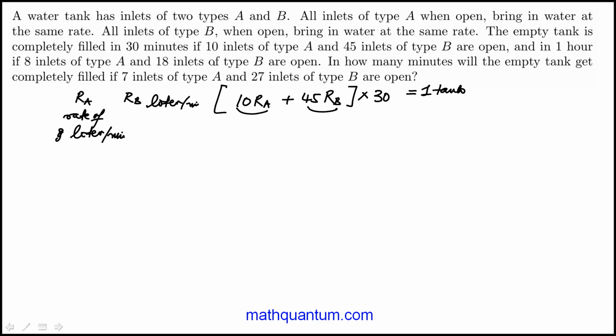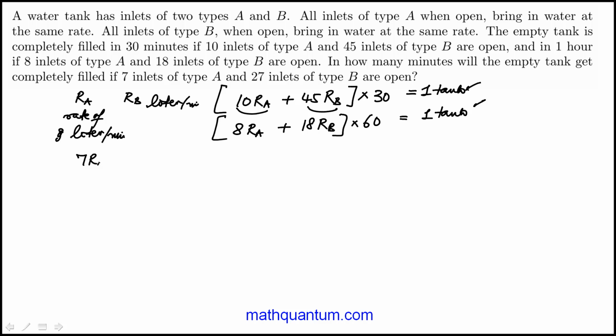Now, the second condition we're given is that in 1 hour, if 8 inlets of type A plus 18 inlets of type B, so I'll convert that into minutes, so 60 minutes, so that this is still one tank, and it could be in some liters, but it's the same unit. Now, in how many minutes will the empty tank get completely filled?